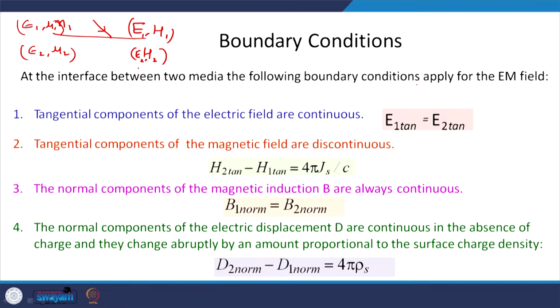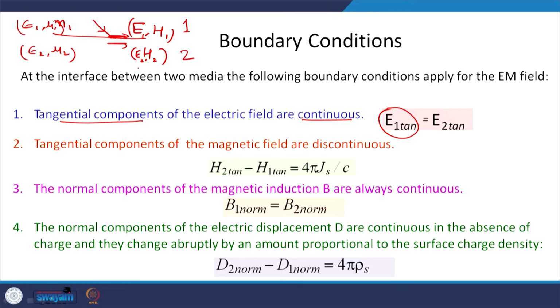At the interface of these two media, the following boundary conditions apply to the electromagnetic field. And what are those? The tangential component of the electric field is continuous. So, the tangential component here, which is along the surface, of the electric field in these two media is the same. So, the electric field tangential component in the first medium and in the second medium are equal. That is why they are called continuous.